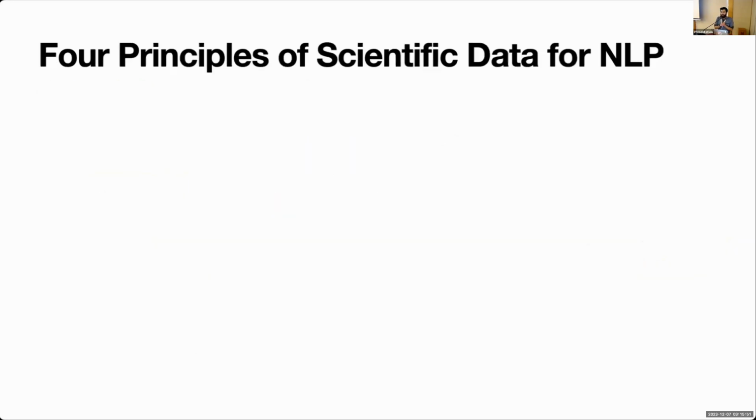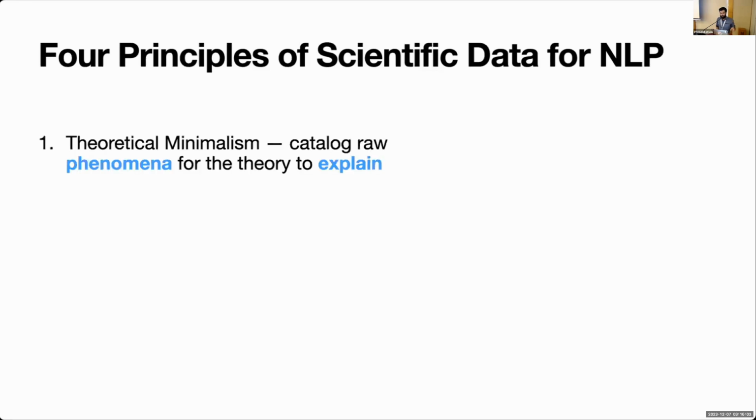So doing this requires very carefully scoping your task and data, and the details of this are a lot of what I explored in my thesis. I came out with four principles that seem really important. The first two are theoretical minimalism. That's what I was saying about your assumption about, for example, what the semantic role ontology is should not be baked into your data.